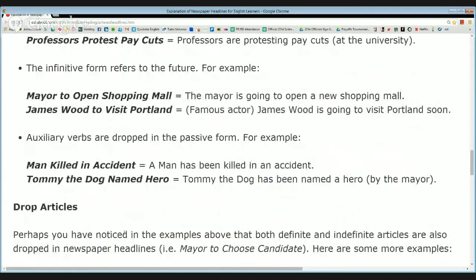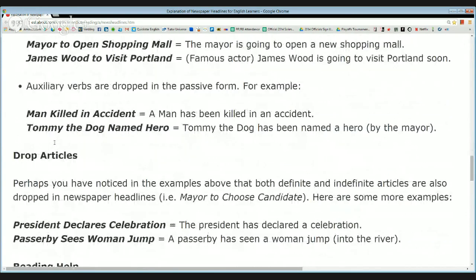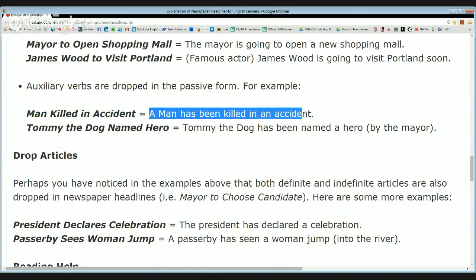And auxiliary verbs are dropped in the passive form. For example, "Man killed in accident" instead of "A man has been killed in an accident." Okay? So the auxiliary verbs just get dropped.